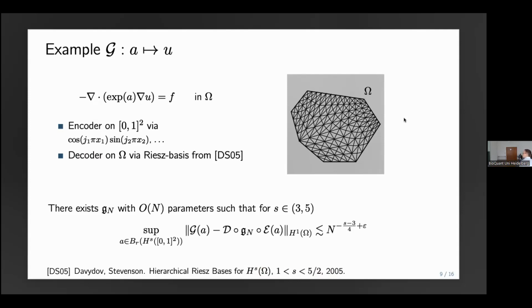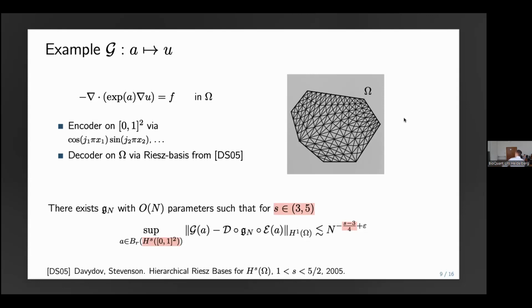And this is what the theorem in this context then reads. There exists a neural network Gn. It has O(n) network parameters. And I can approximate now G(A) for all A in a ball of radius R in the Sobolev space H^S with my operator surrogate. I measure the error in the H1 norm, and I obtain some kind of convergence rate. The convergence is in terms of n, the number of network parameters, and the rate depends on S. And what is S? S is the smoothness of the input. So I'm taking A in a ball in the Hilbert space H^S, and I'm taking the supremum here.